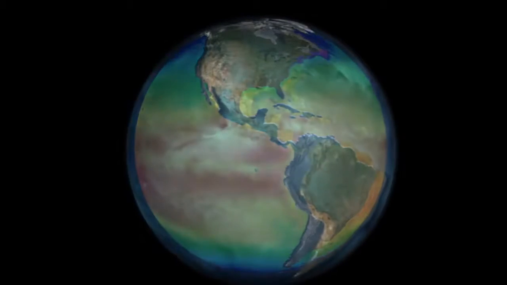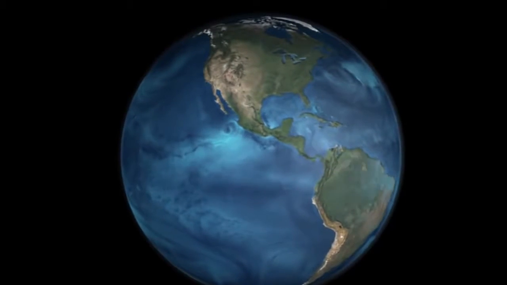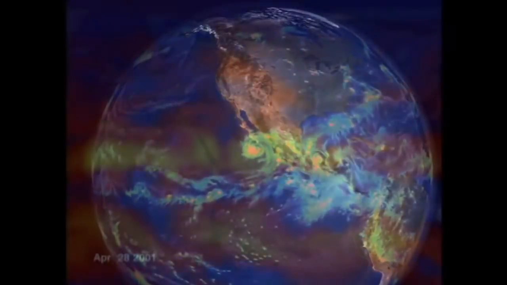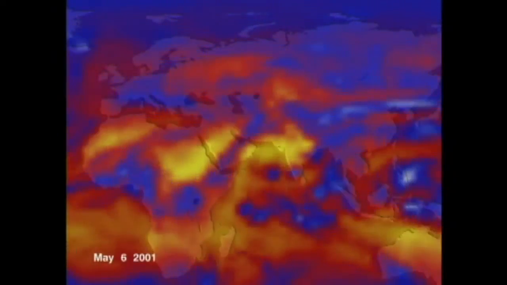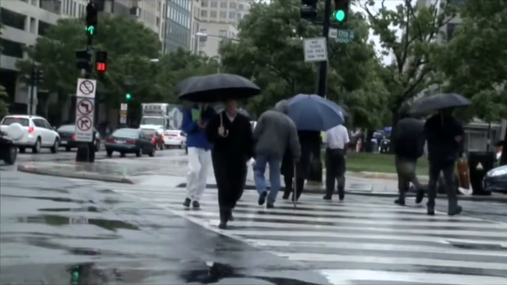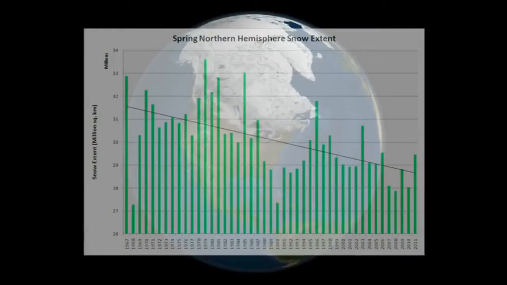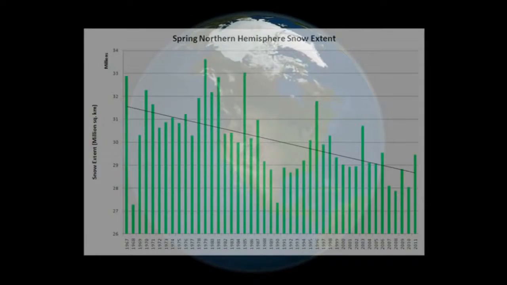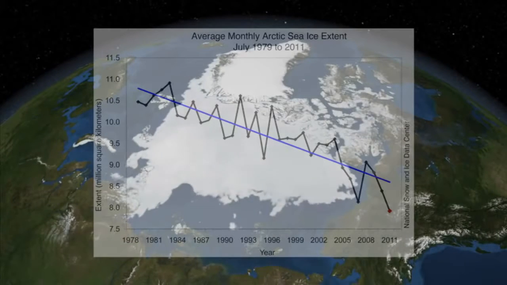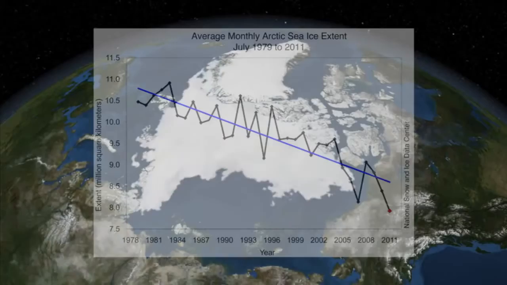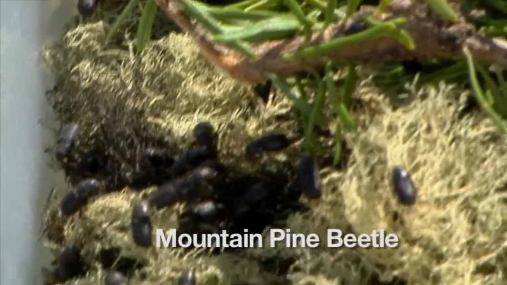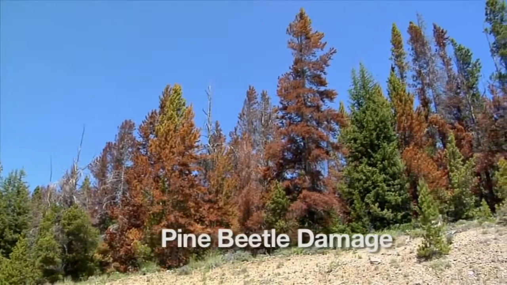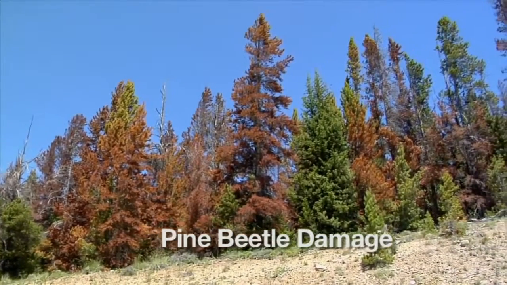A number of other indicators of global warming have also been observed. For example, heat waves are becoming more frequent. Cold snaps are now shorter and milder. Snow and ice cover are decreasing in the northern hemisphere. Glaciers and ice caps around the world are melting. And many plant and animal species are moving to different latitudes or higher altitudes due to changes in temperature.